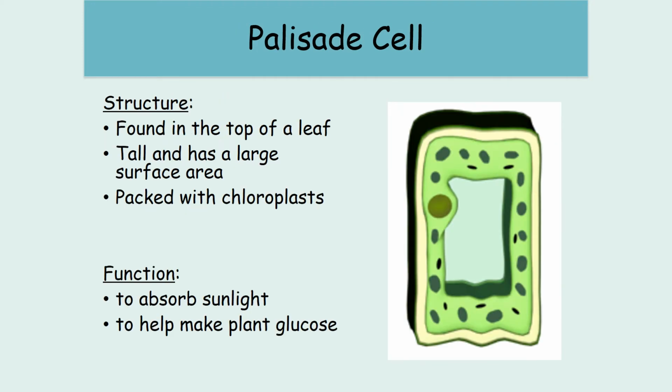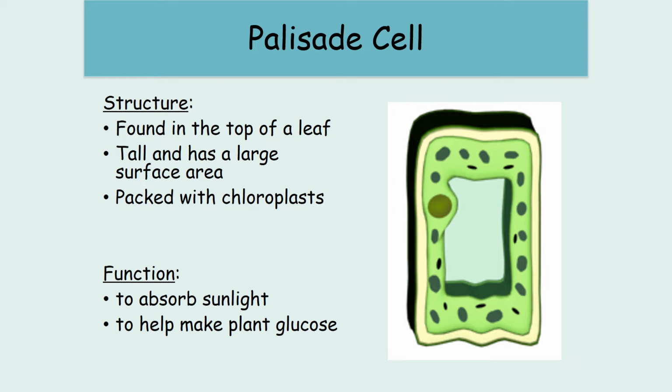Okay, specialized cell number 2 is a Palisade cell. Now, from about 2 or 3 slides ago, there was a picture which was the cross-section of the leaf, and it had a Palisade layer. And in that Palisade layer, which is towards the top of the leaf, you'll find these Palisade cells. And they're really, really important because their function is to absorb sunlight, and it's where most of the photosynthesis happens. So they're really important in making glucose for the plant.